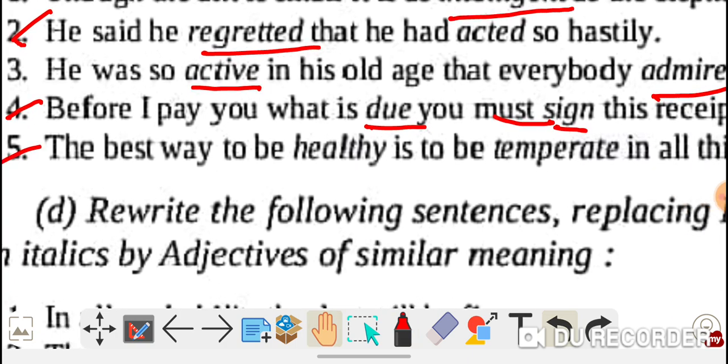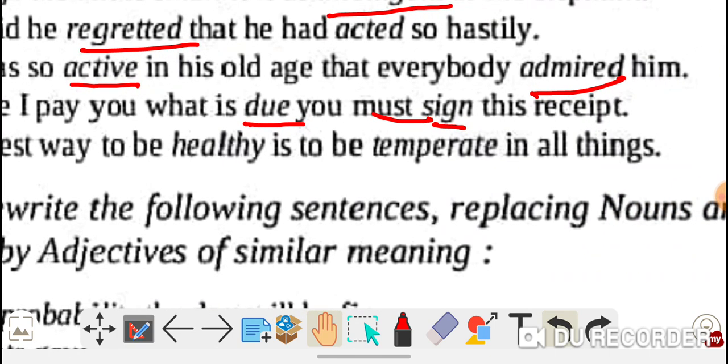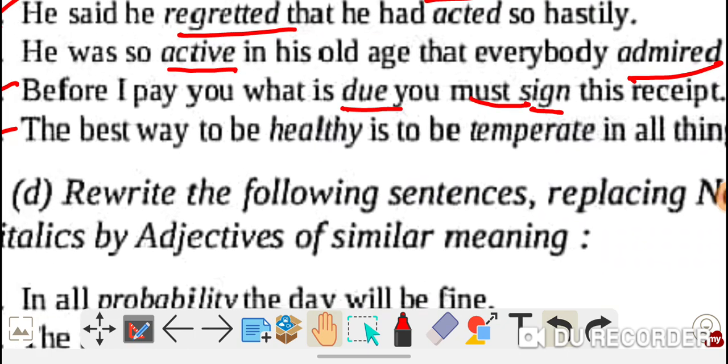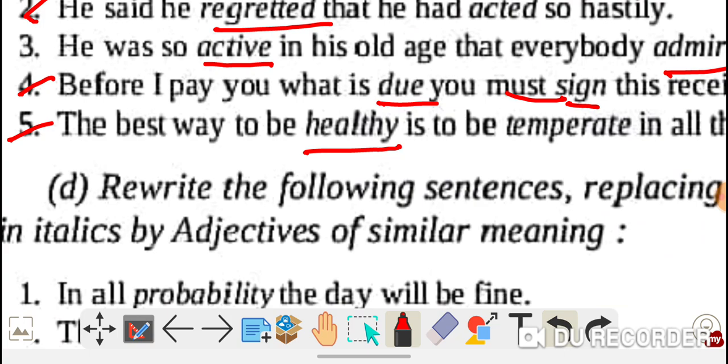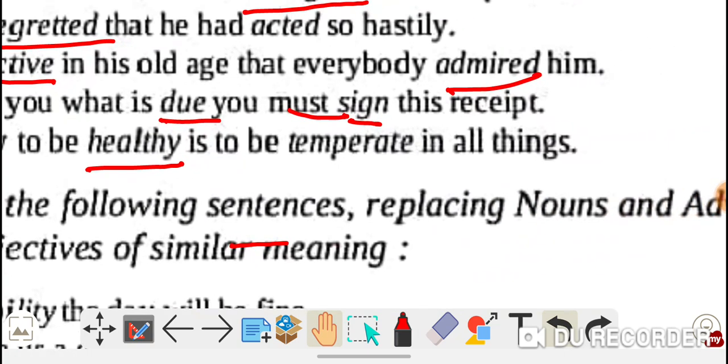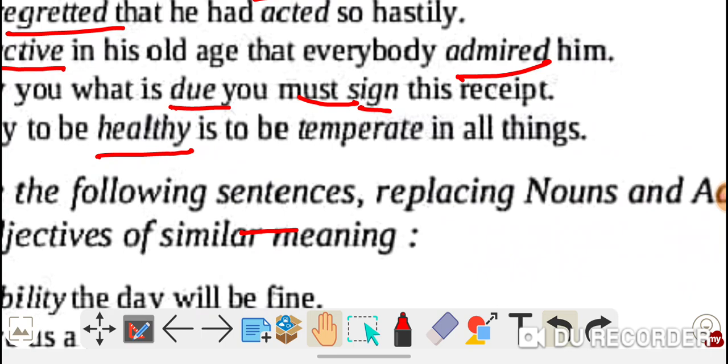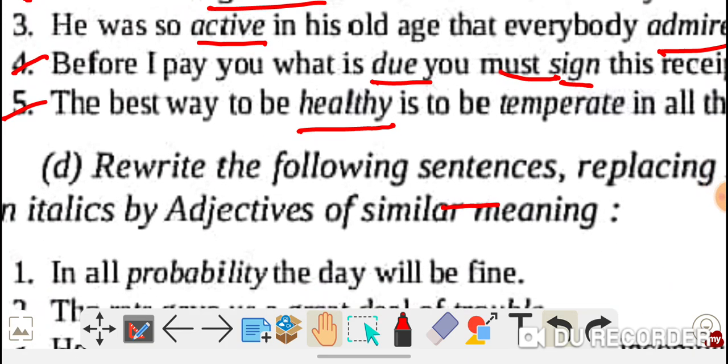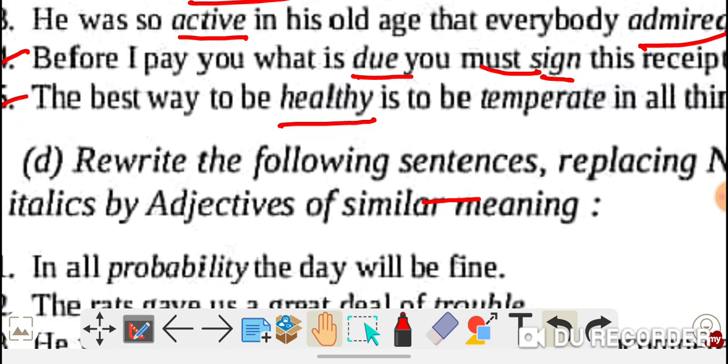Number 5, the best way to be healthy is to be temperate in all things. So healthy is the adjective form. So what is the noun form? Health. And temperate, what is the noun form of temperate? Temperate is adjective. The noun form of temperate is temperance. So the answer is, please write it down, the best way to maintain health is to observe temperance in all things. I am repeating again, the best way to maintain health is to observe temperance in all things.